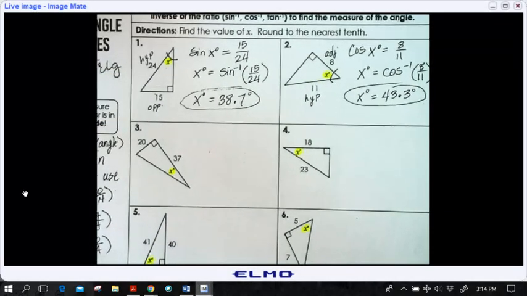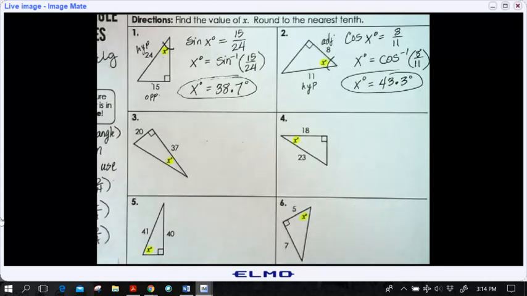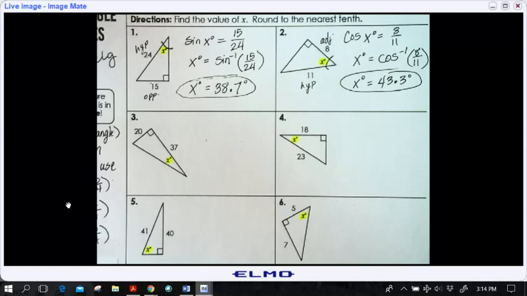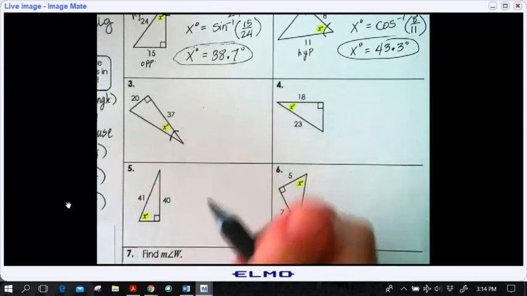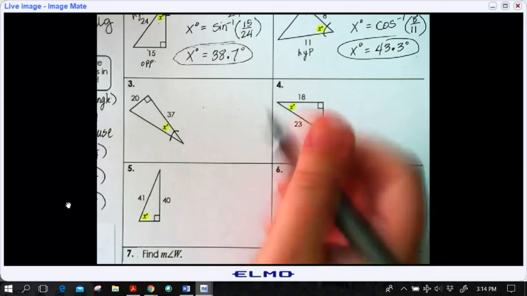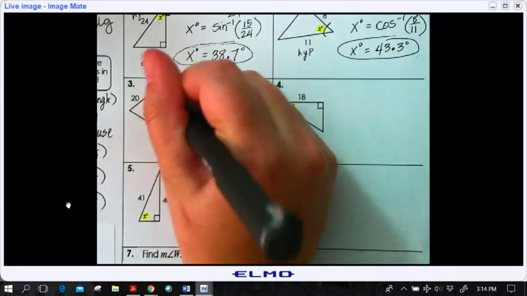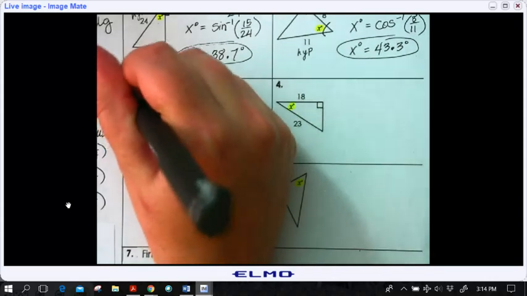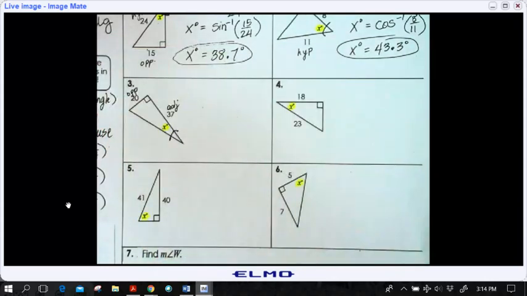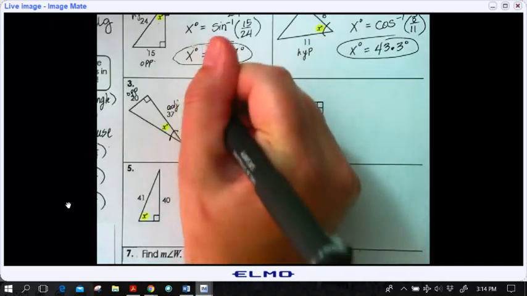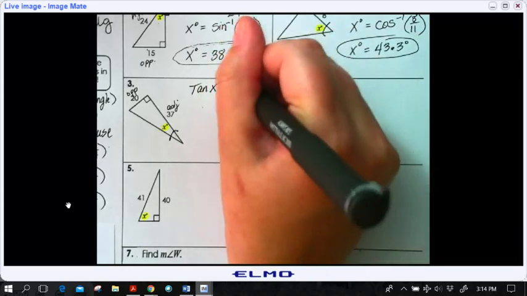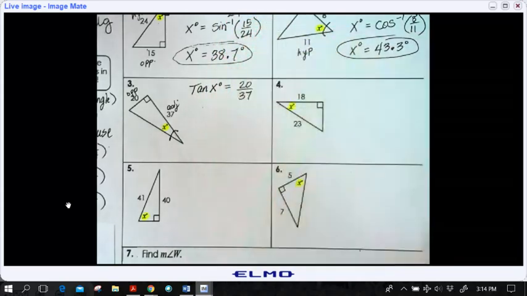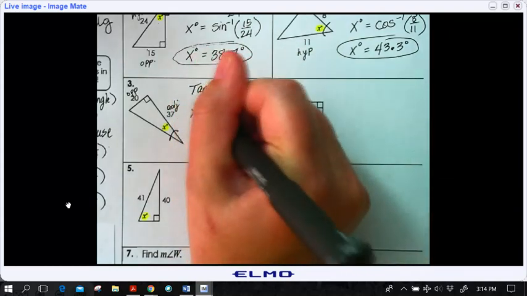Let's do this number 3 together, and then I'm going to have you all pause and try 4, 5, and 6 on your own. So number 3, here's my angle. From this angle measure, I know the adjacent side here, and I know the opposite side up there. So adjacent and opposite is going to be my tangent function, where the O goes on top. So 20 over 37. Let's do the inverse of this.